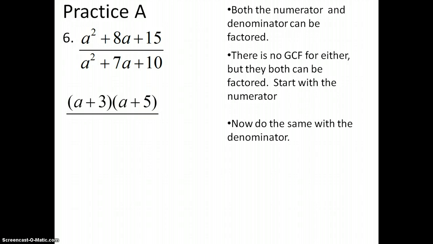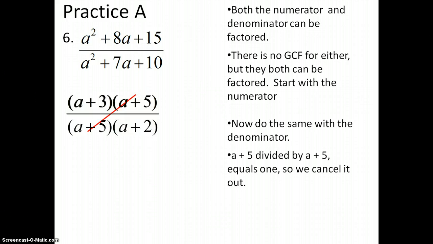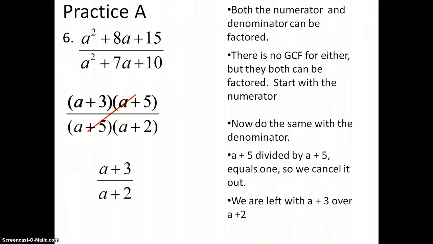We're going to do the same thing for the denominator. We've got a times a is going to be a squared. I'm looking for two numbers that multiply to get 10, but when you add them, you get 7. Well, 5 times 2 is equal to 10, and 5 plus 2 is equal to 7. And then in this case, I've got a plus 5 over a plus 5. Those two will both cancel out, and that'll leave us with a plus 3 over a plus 2.